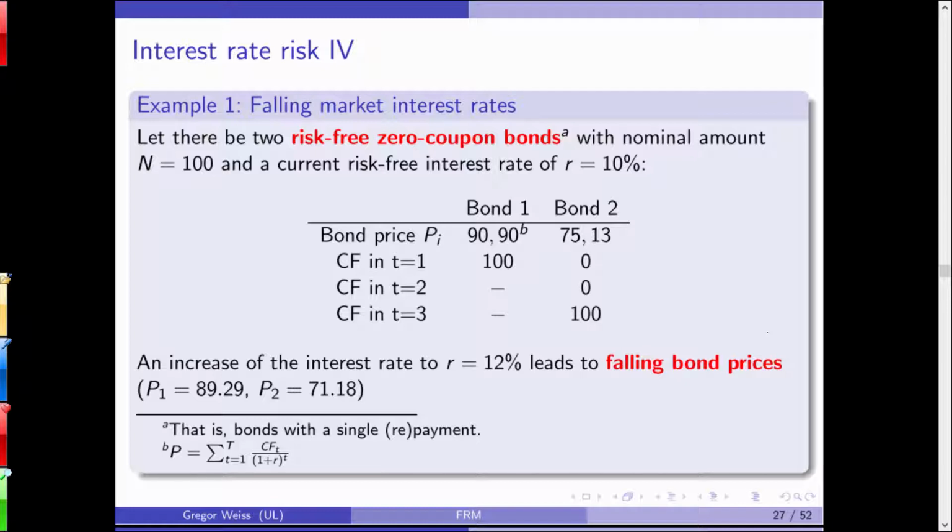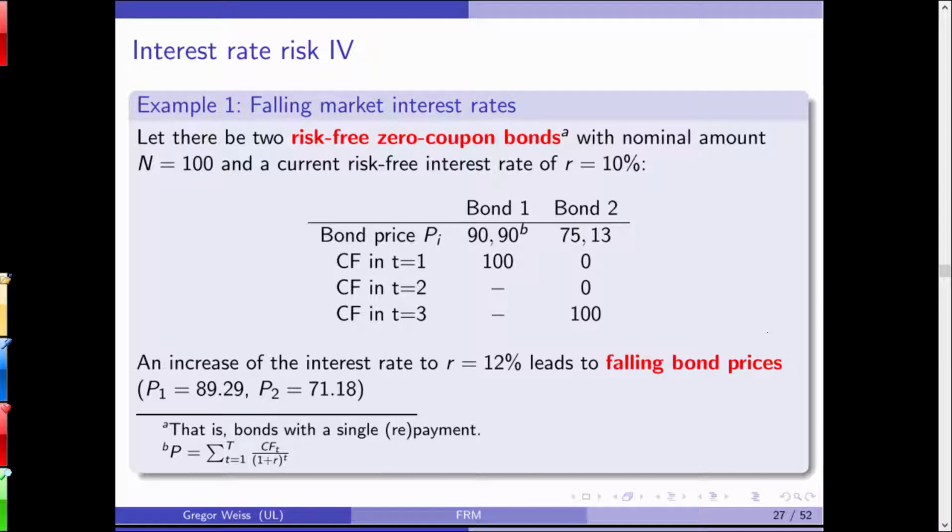We have a zero bond with maturity in 3 years. You take the discount factor, and you can calculate the price, and the price of the second bond is 75 euros, for example. Now, if we increase the interest rate to 12%, you use different discount factors, and you can see that both prices will decrease. Quite simple. You have to use discount factors that now incorporate higher interest rates. So you are discounting with a higher interest rate, and prices will decrease.